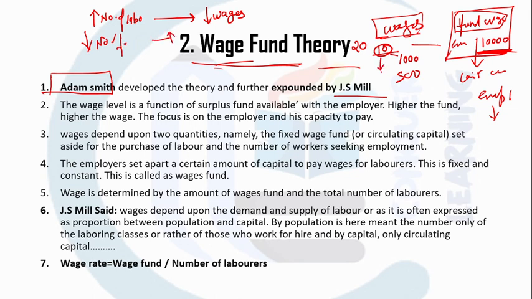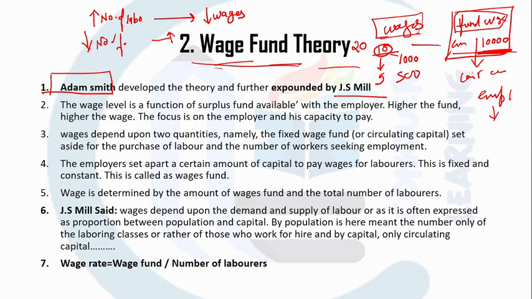Meaning if these 10 become 5, their salary will increase, considering the wage fund is constant. So wage fund theory considers that there is a wage fund, a separate fund or a circulating capital, which is kept aside for the purchase of labor or for the wages of the labor.